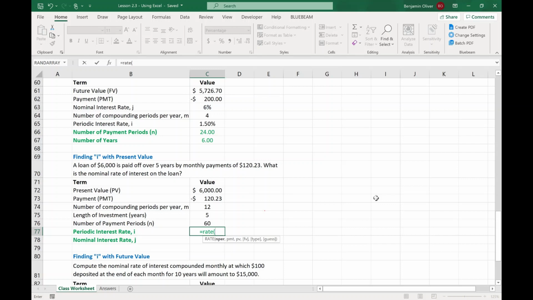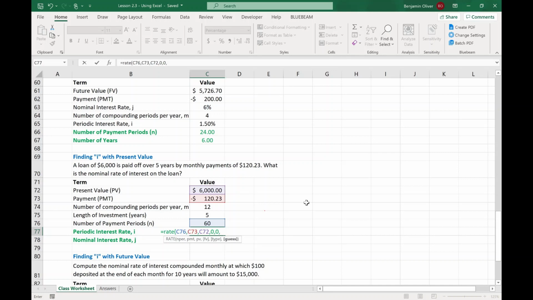So in this formula, let's look at what it wants. It wants our number of periods, which remember is our total number of payment periods. Our payment, $120.23. The present value, if we know it, which we do, $6,000. Our future value, again, all three of these next ones are in square brackets. Future value, we don't know, so we type in 0. Type, once again, it's not an annuity due, so it's end of the period, 0.